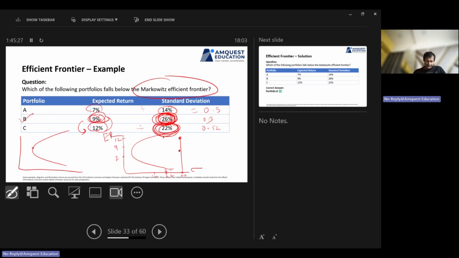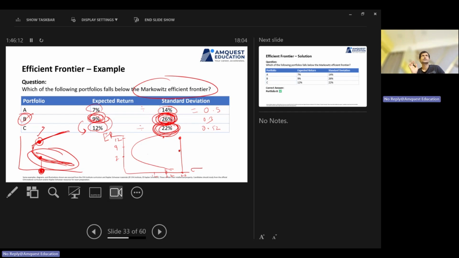Because you see, this is my frontier. Now understand this: every point on the frontier is superior to this point, which is at the same risk. Meaning at the same risk I am getting more return, so it is superior. But this point gives more risk and also less return. That's not possible because I should always get a higher risk and higher return. So B is the only one giving me a low return at a high risk, and therefore it is lying below the efficient frontier. Understood the concept? Whatever gives you low return at the same risk or at high risk lies below the efficient frontier.